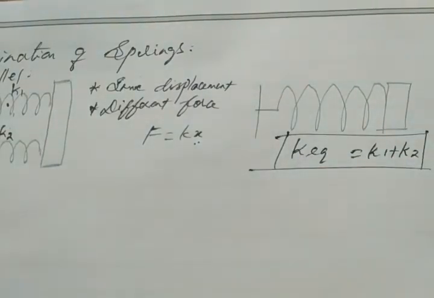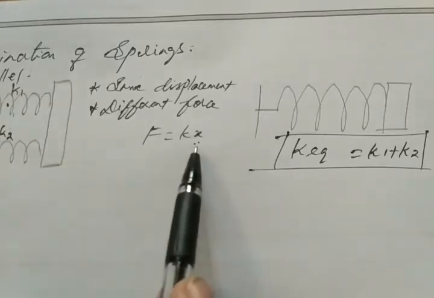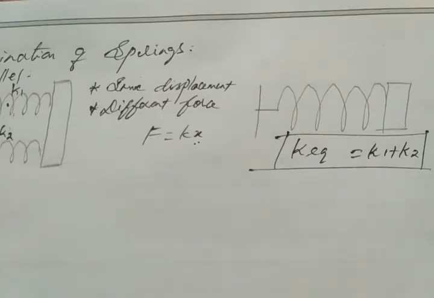Okay, so if two springs are connected in parallel, then the total spring constant will be equal to K1 plus K2, or the summation of each spring constant. Here we don't take displacement, because displacement is the same in case of parallel combination. Clear?